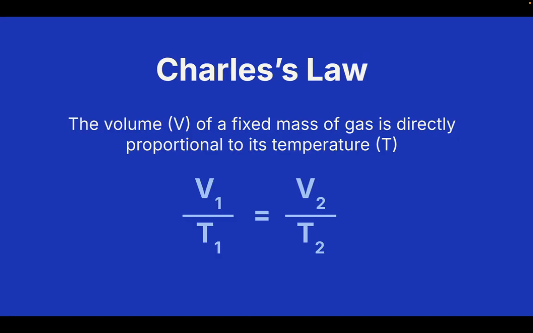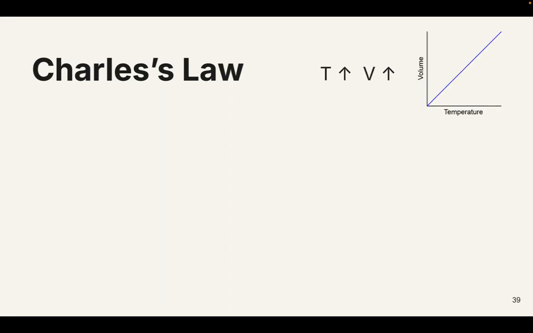So our equation for this type of scenario, where the mass of gas and the pressure are constant and the volume and temperature are the things changing, is V1 divided by T1 equals V2 divided by T2. So V1 is our initial volume, T1 is our initial temperature, V2 is our final volume, and T2 is our final temperature. So as the temperature increases, so will the volume of the container.